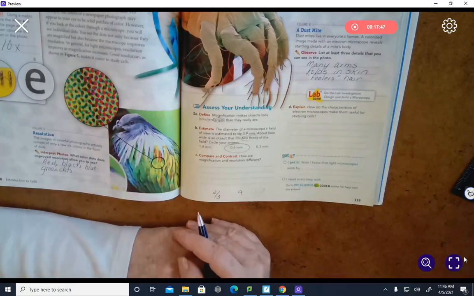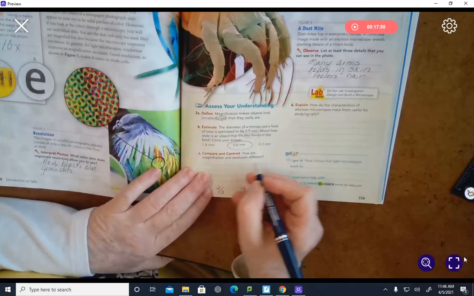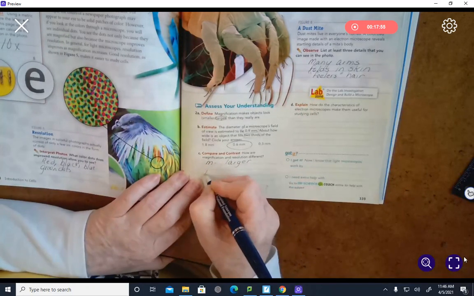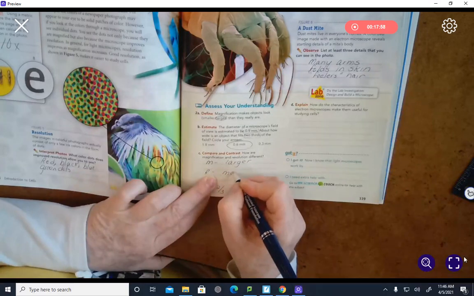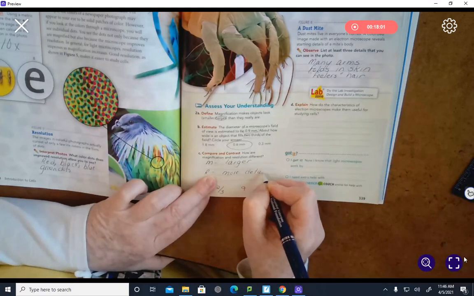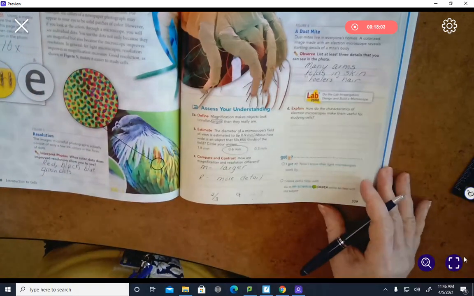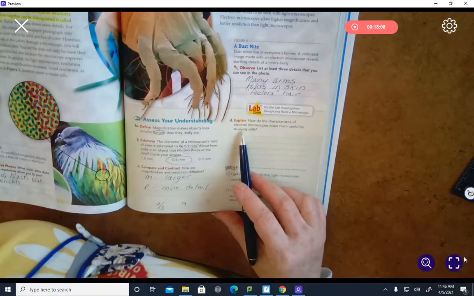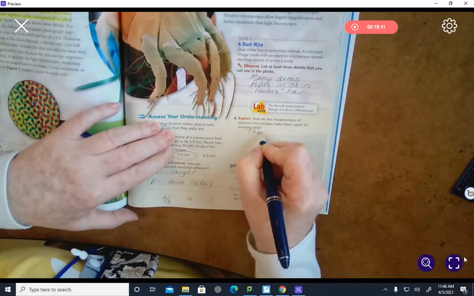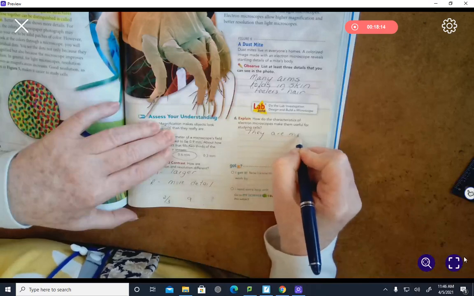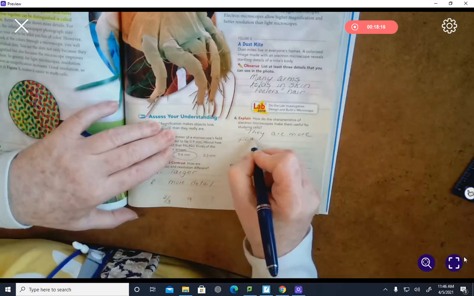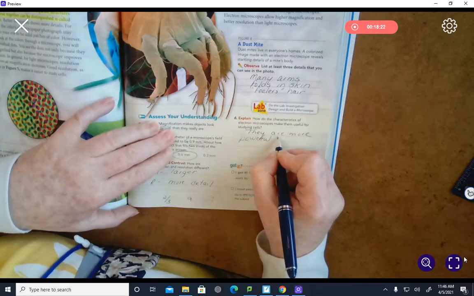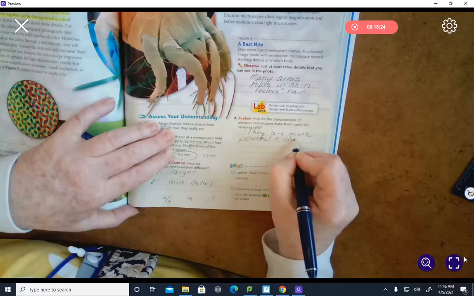How do magnification and resolution differ? Well, magnification means larger, and resolution means more detail, I guess. You could say it's more focused. How do the characteristics of electron microscopes make them useful for studying cells? They are more powerful, and show smaller objects, as we can see here.